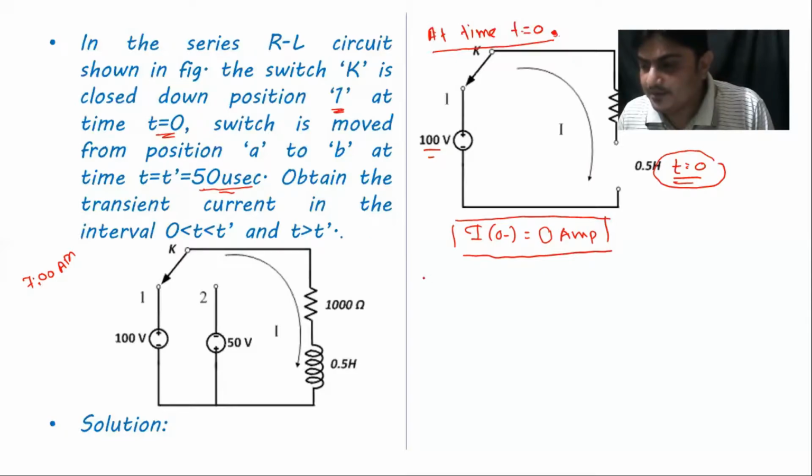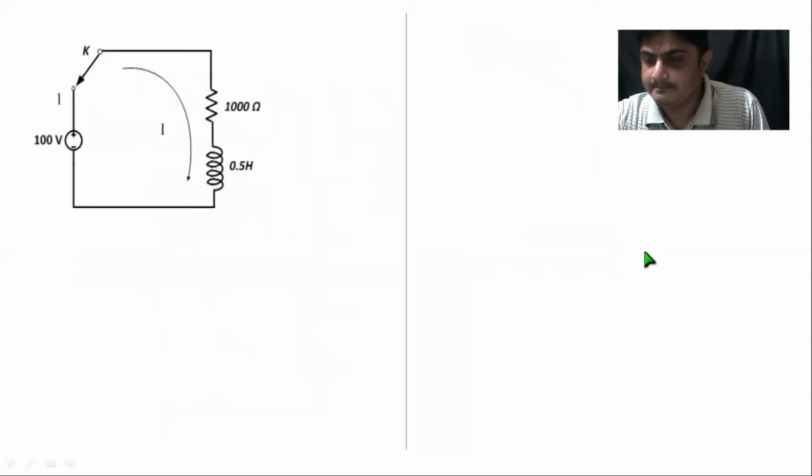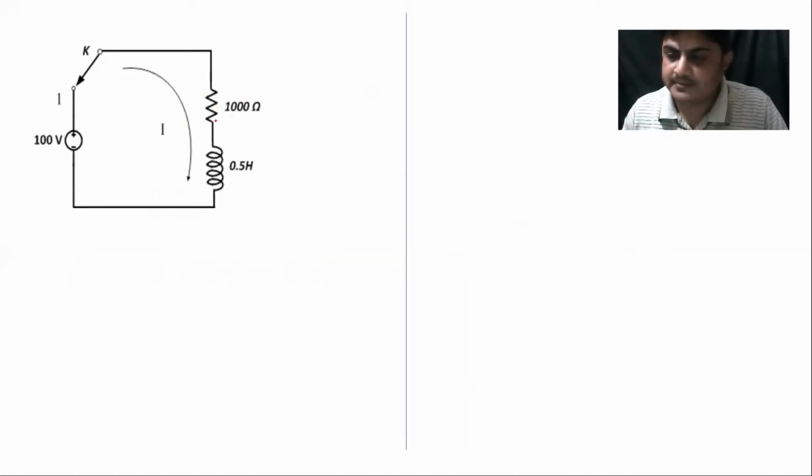Now let us discuss our interval, that is, at time t equal to 0 plus time. So this is my situation at time t equal to 0 plus time. My inductor will start charging, and this is my equivalent circuit. So now let us apply KVL. Whenever we apply KVL, we will get an equation that is a first order differential equation. So let me start with this.